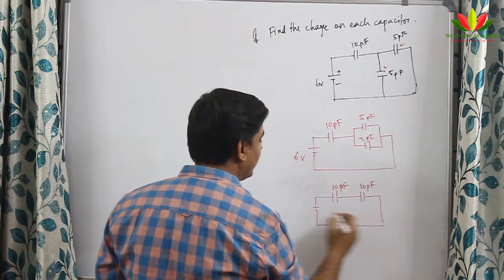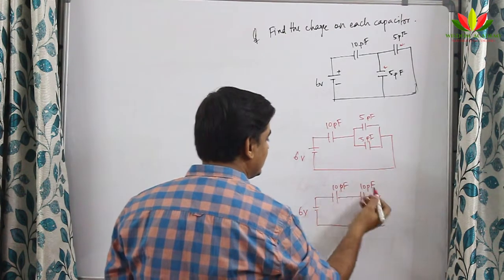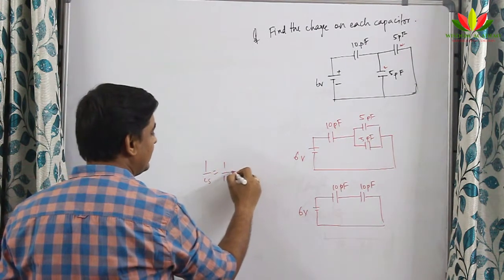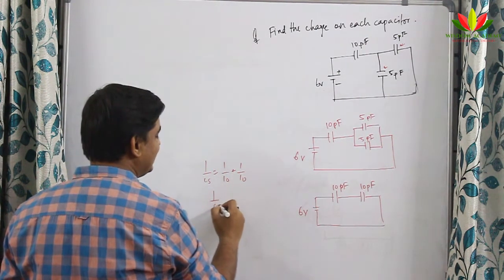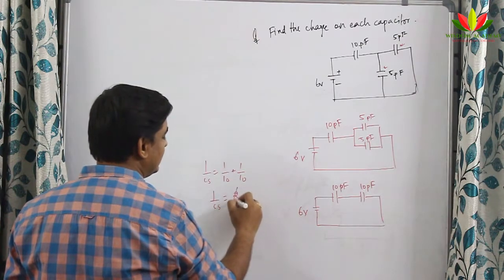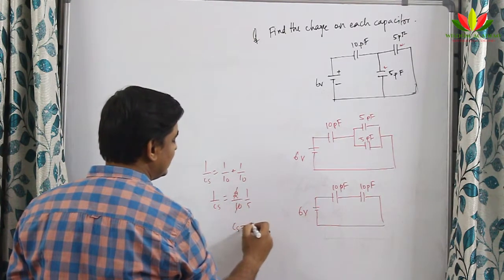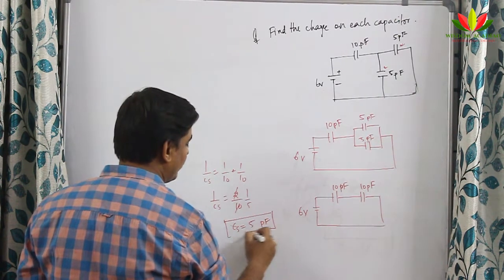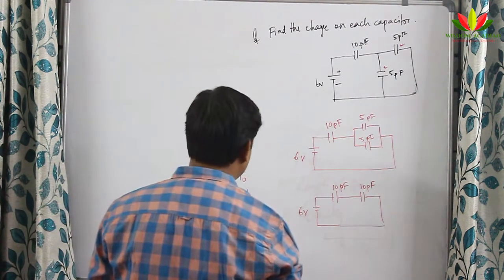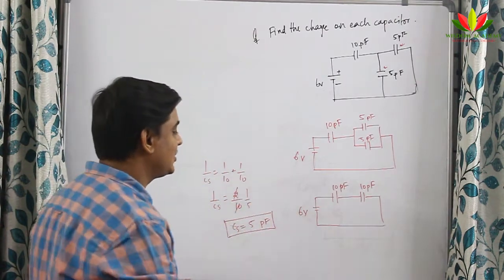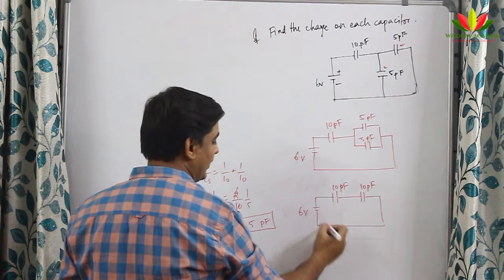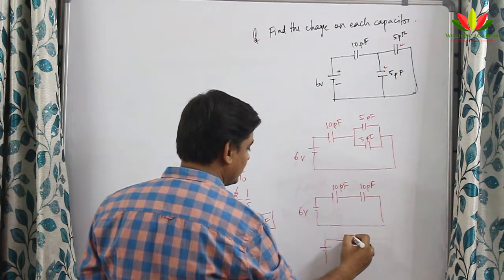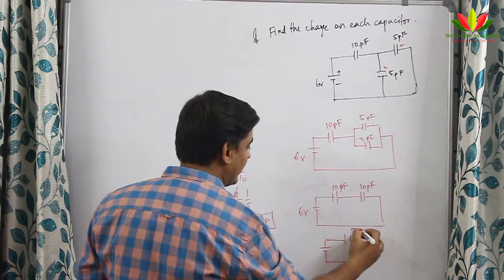So when I connect with the 6 volt supply, what do I get? For finding the resultant of these two, 1 by C series is equal to 1 by 10 plus 1 by 10. So 1 by C series is equal to 2 by 10, that is equal to 1 by 5. So C series is 5 picofarad. So 5 picofarad is the net capacitance starting from here. Finally, what starts from here, this net thing, is 5 picofarad.